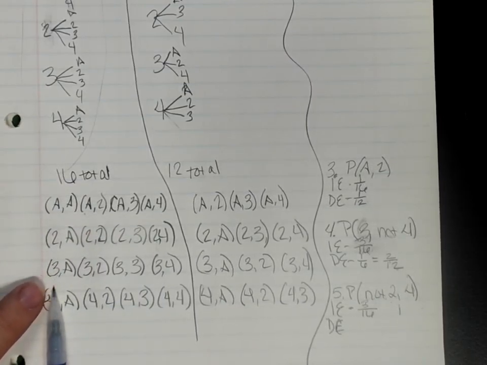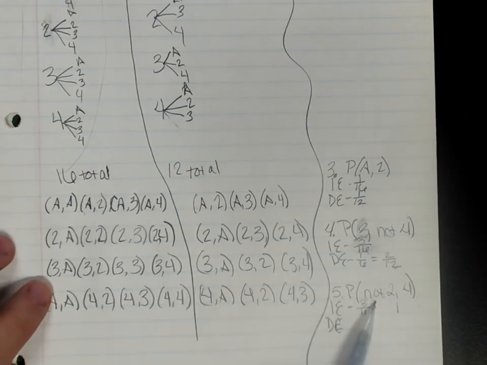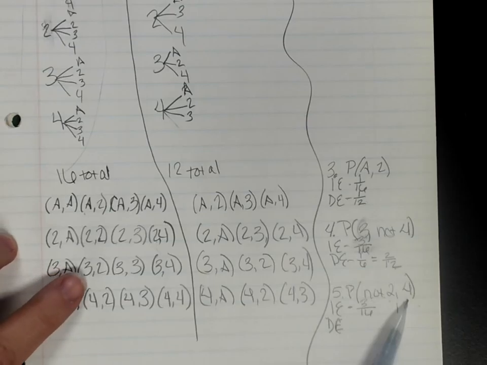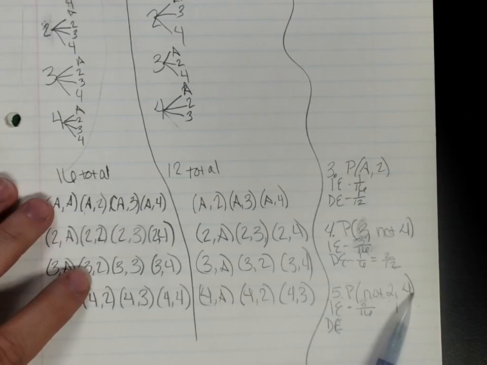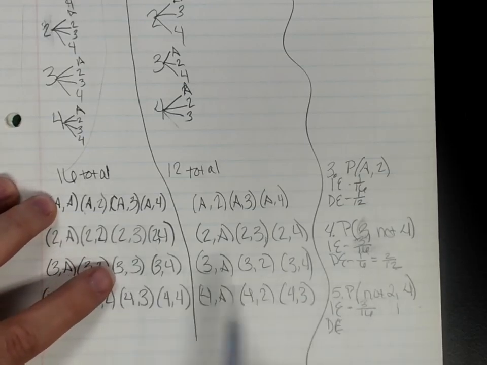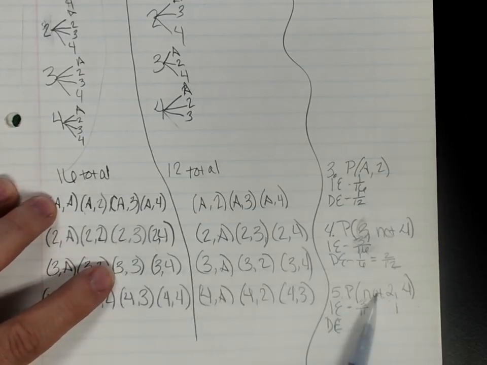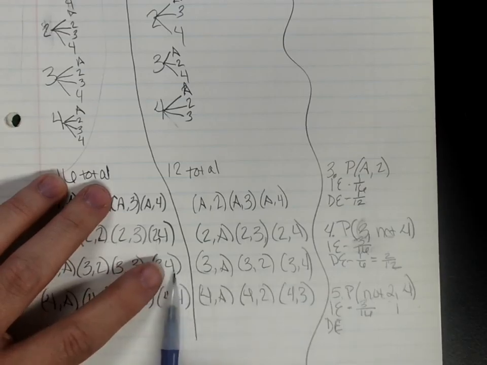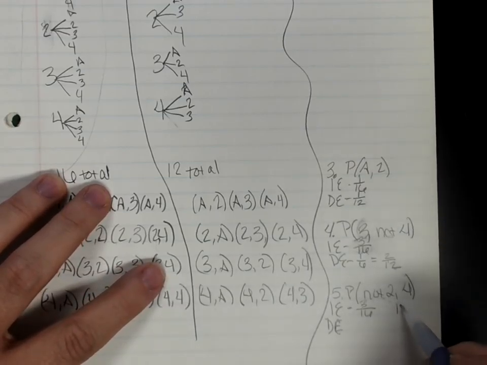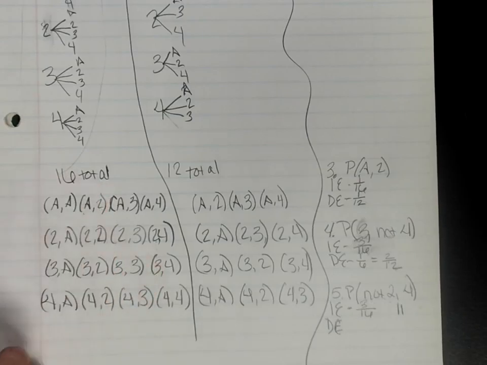Caitlin, is 3 not 2? Is A 4? No. Is 3 not 2? 3 is not 2. Is 2 A 4? Is 3 4? Is 3 not 2? Yes. Is 4 4? Yes. Look, we have another one that qualifies. Yay! We got one more row.